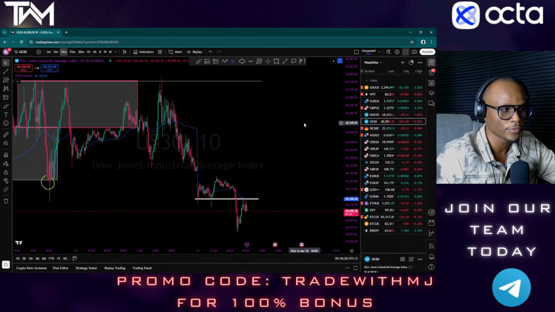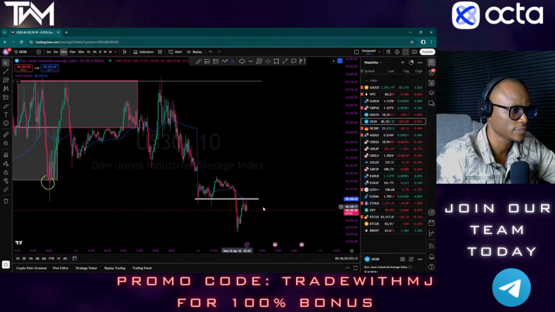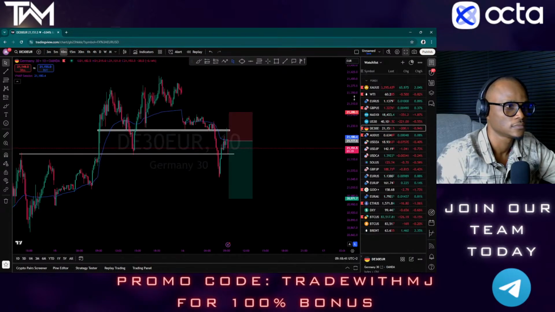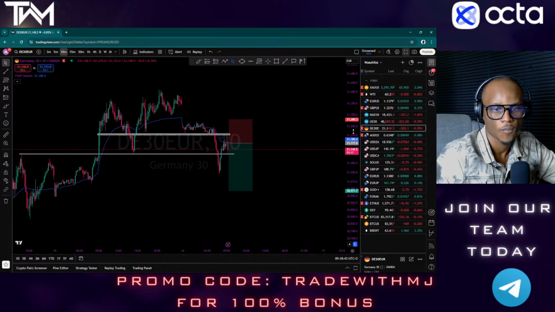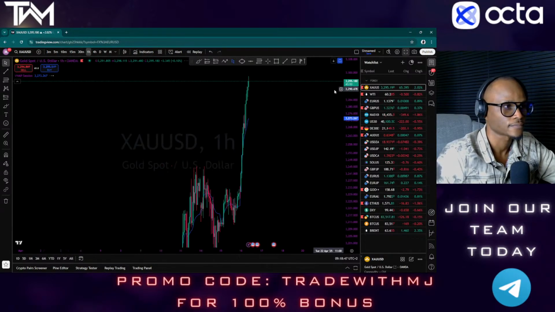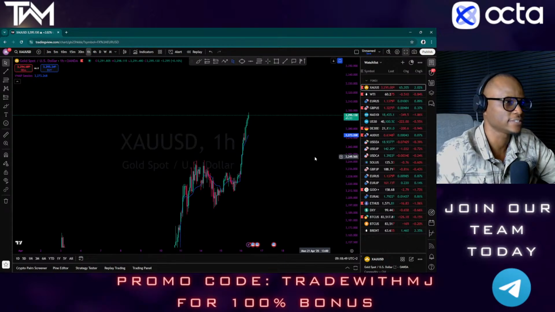NASDAQ is down by 1.87%. Oof, look at this on US30, but not really convincing. Gold is up by 2%, now trading at the all-time highs.